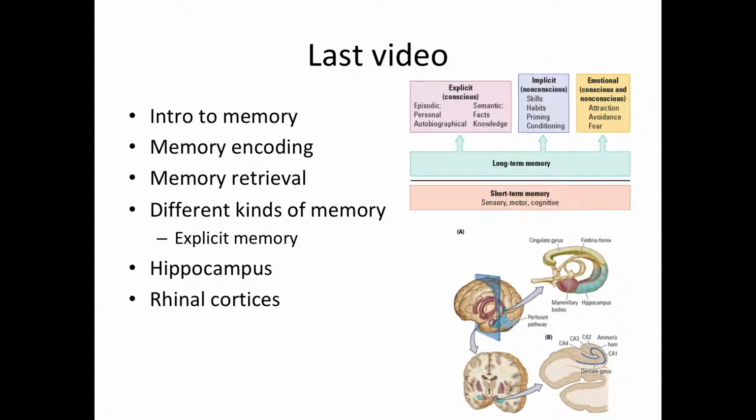So in the last video we went over an introduction to memory, what memory encoding is, memory retrieval, and we talked about different kinds of memory. Specifically, we went a little bit deeper into explicit memory. We also talked about the hippocampus, the subparts of the hippocampus, and the two rhinal cortices, the entorhinal and the perirhinal cortex.